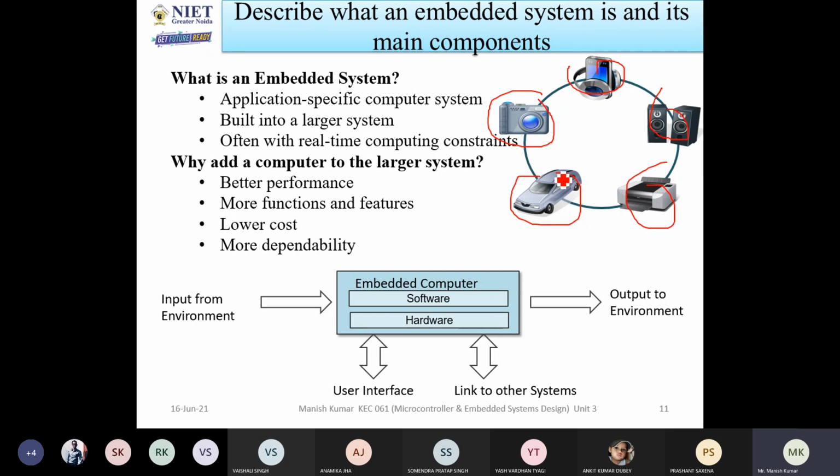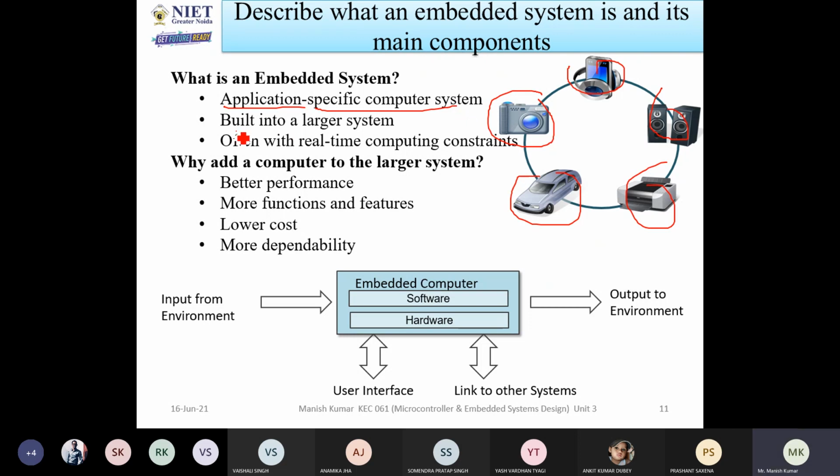So what is an embedded system? What do you mean by embedded system? What do you understand by embedded system? It is called an application-specific computer system. Any system which is used for a specific purpose. Let us consider if you are designing a system for a washing machine, it's for the washing machine only. You cannot use it in other machines like AC and so on. That's why it is used for a specific purpose only.